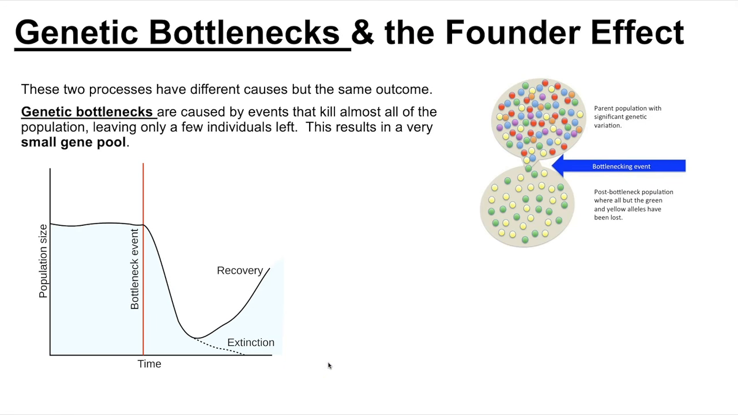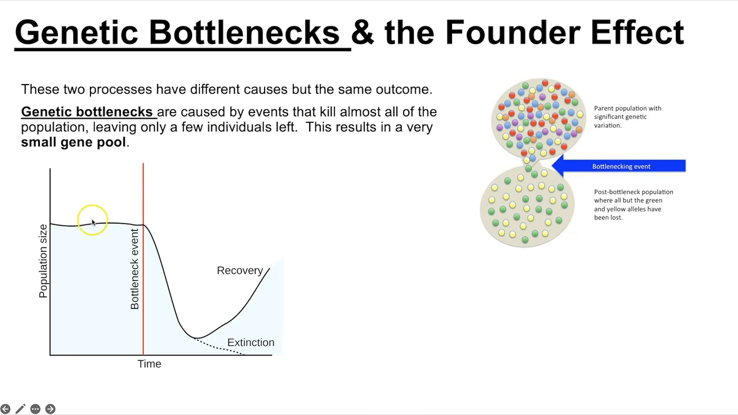Next then, it's the concept of genetic bottlenecks and the founder effect. These two processes have different causes, but the same outcome, which is a reduced gene pool. Genetic bottlenecks are caused by events that kill almost all of the population, leaving only very few individuals that survive.